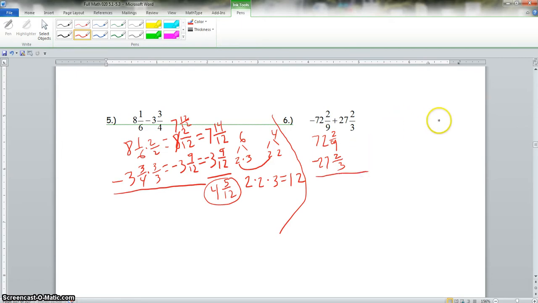Now we need to find a common denominator. So we'll take 9 and 3. 9 breaks up to 3 times 3. Now we have one set of 3's in common and one 3 left. So our common denominator is 9. So we'll multiply our numerator and denominator.